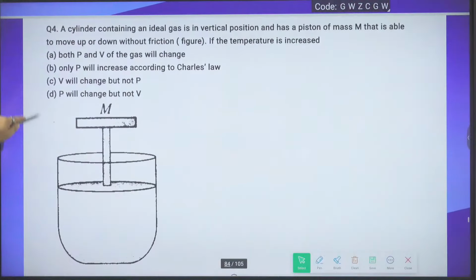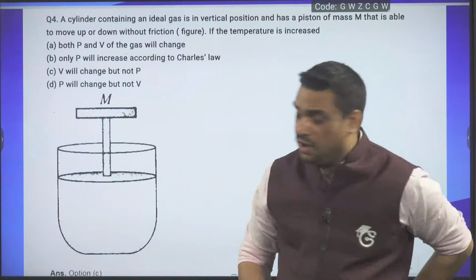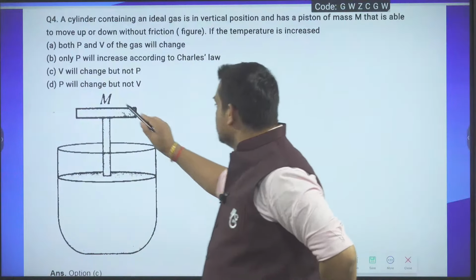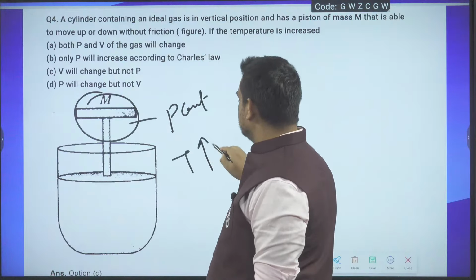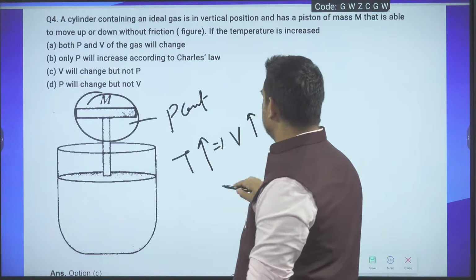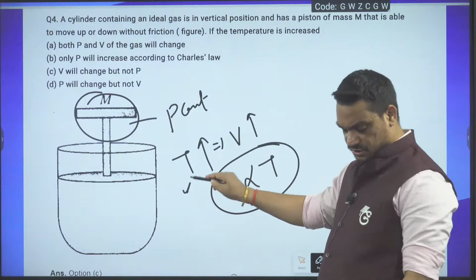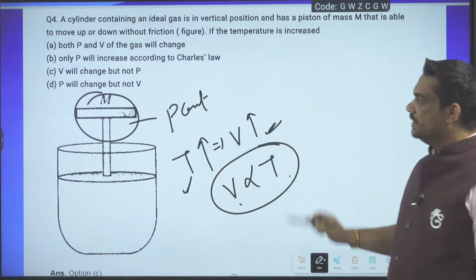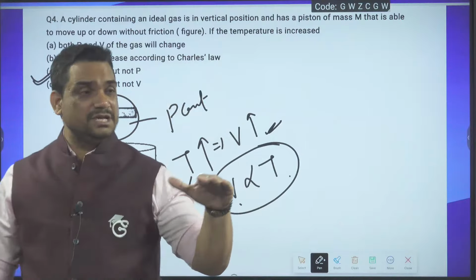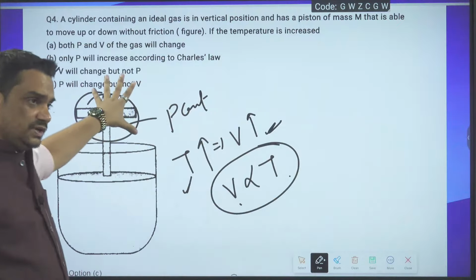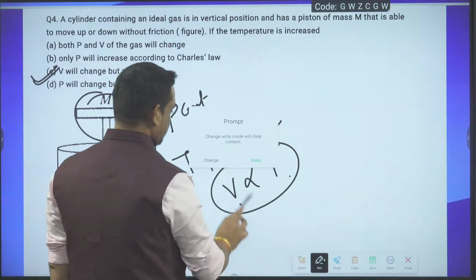This one, a cylinder containing a gas, and they are asking if temperature increased. Now we can say if this is the piston here, pressure remains same. Okay, pressure is going to be same. So if you increase the temperature, then ultimately volume will increase, because V proportional to T here. So if temperature increases, volume increases. So here V will change, but not the P, as P is fixed. Why P is fixed? Because atmospheric pressure is fixed, cylinder mass also fixed. So volume will change, but pressure will not change here.